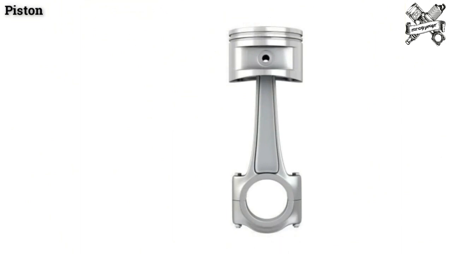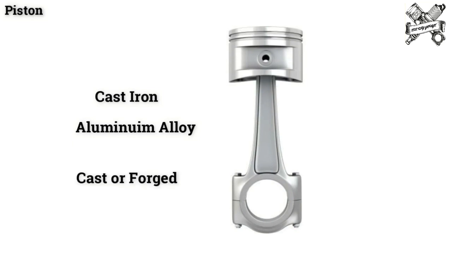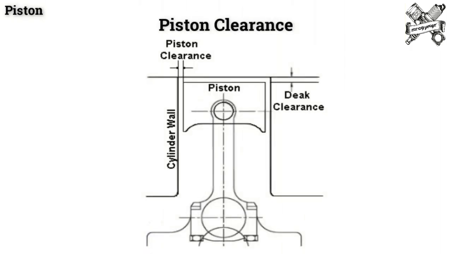The material used for the piston is mainly cast iron and aluminium alloy. It may be either cast or forged. The piston is usually smaller in diameter than the bore of the cylinder. The space between the piston and the cylinder wall is called the piston clearance. This piston clearance provides a space for a layer of lubricant between the piston and cylinder wall to reduce friction. Generally, piston clearance is 0.025 mm to 0.100 mm.